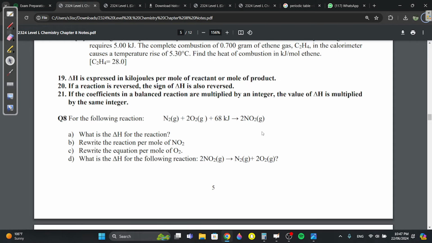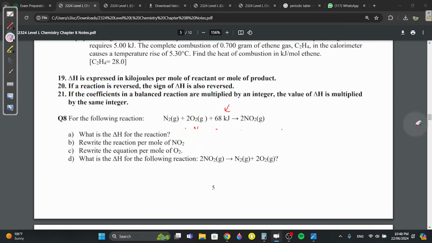Question 8, what is the delta H for this reaction? Obviously, it's being absorbed, so it's going to be positive 68 kilojoules. Rewrite the reaction per mole of NO2. Per mole of NO2, that means we have to divide everything by 2. So it will be half N2 plus 2 divided by 2 is just 1, so O2. Put in the state symbols, plus divide this by 2, you get 34 kilojoules to produce NO2. Rewrite the equation per mole of O2. This is the same answer.